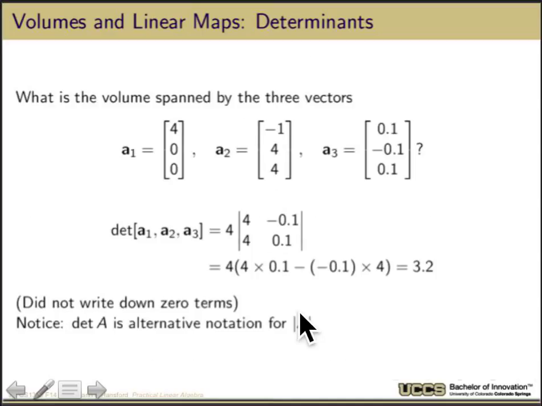So if we ask what is the volume spanned by these 3 vectors, given any 3 vectors, I can find that volume by computing the determinant of A1, A2, A3, putting all these together. This particular A1 is simple because it's got 2 zeros, so it's just going to be 4 times the determinant of the cofactors, 4 minus 1.0, 4.1, multiply that and you get 3.2. We could have put 0 times whatever, but 0 times the things just disappeared, so we got rid of them.